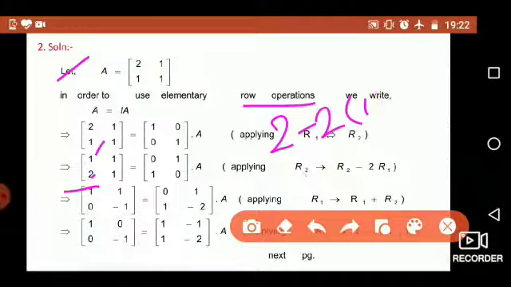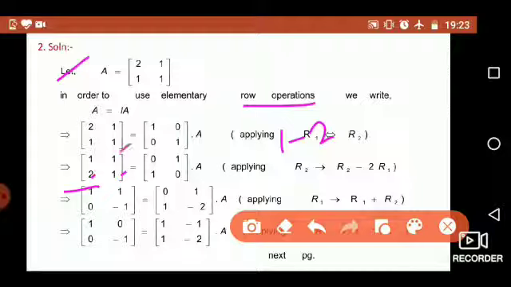Similarly, we apply the same operation to the second element. It is 1 times, that is 1 minus 2 times the corresponding elements of the first row. Therefore 1 minus 2 is equal to minus 1. Therefore here we have minus 1. The same operation we can perform to the right hand side.